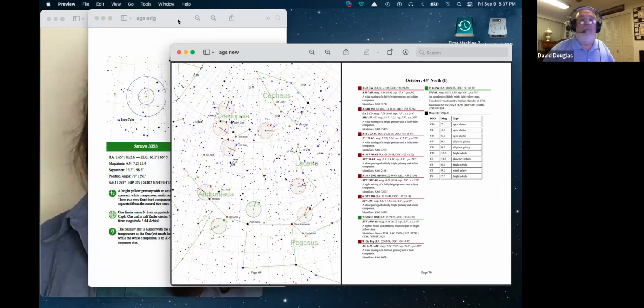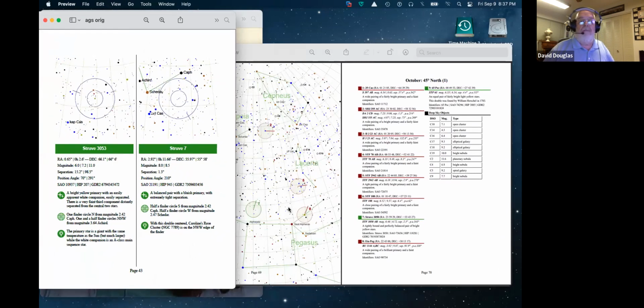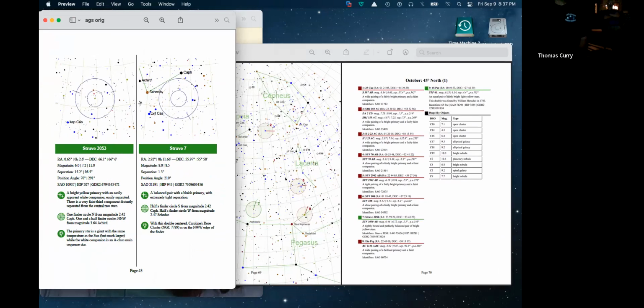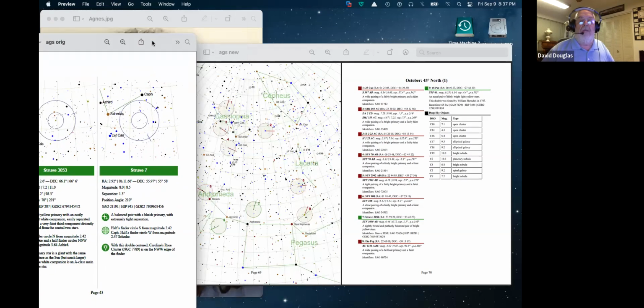And I'll try and put this here and that over there. Does that work where you can see them both? Yes. So you can see the difference. Here we have a layout for each star, whereas on this one, it looks at the general area and shows you everything that might be in that area. This is where the information then would be. So this information over here is replacing it here.